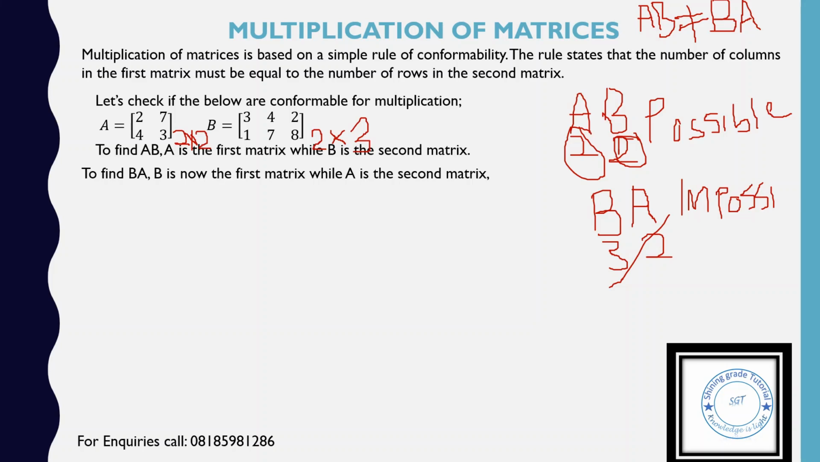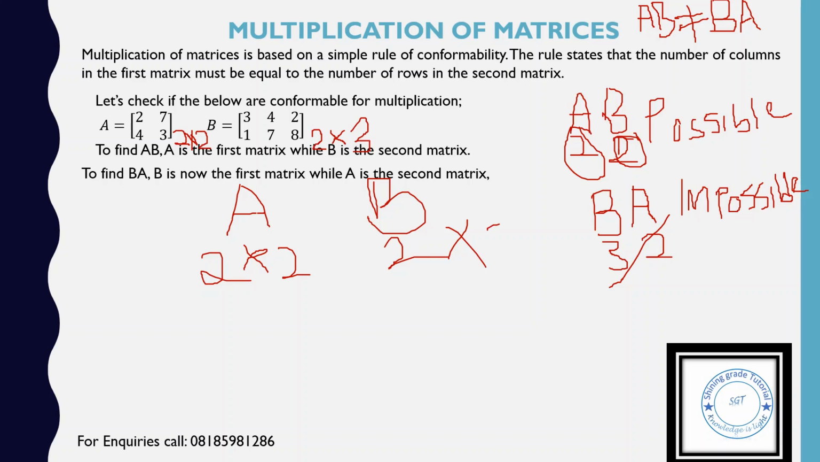If today we can find AB, let me show you something. We have matrix A and matrix B already, and we have to find AB. The order of A is 2 by 2, while the order of B is 2 by 3, as in the given example. So to find AB, we test for the conformability rule.